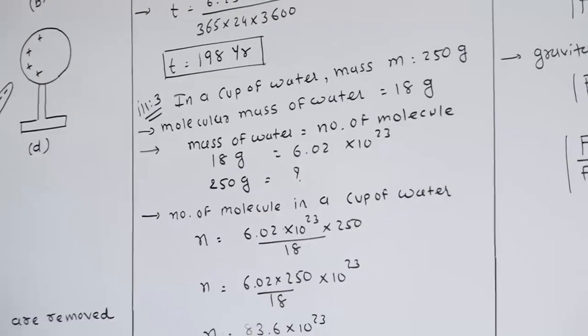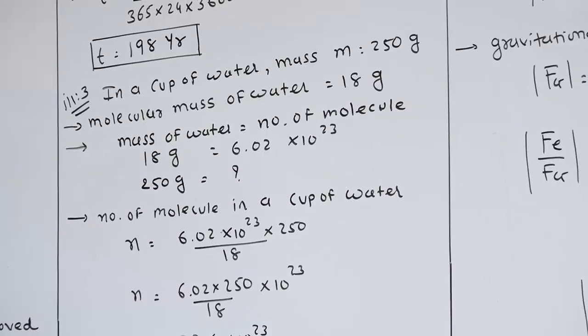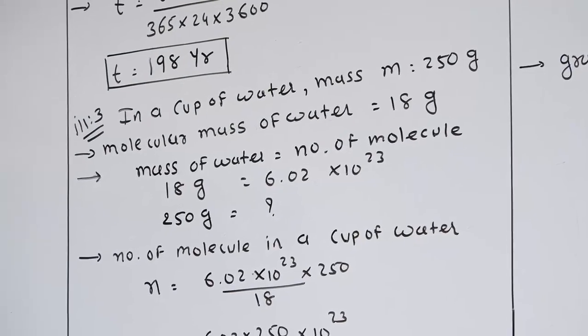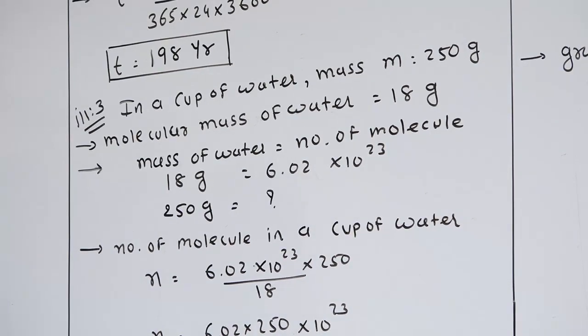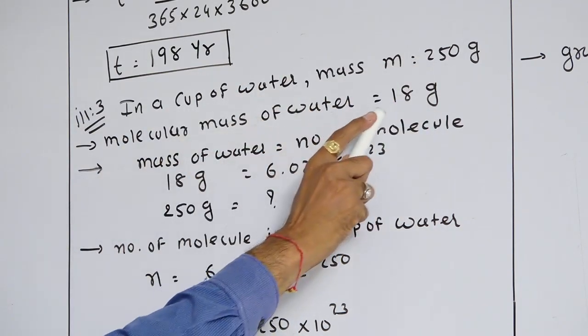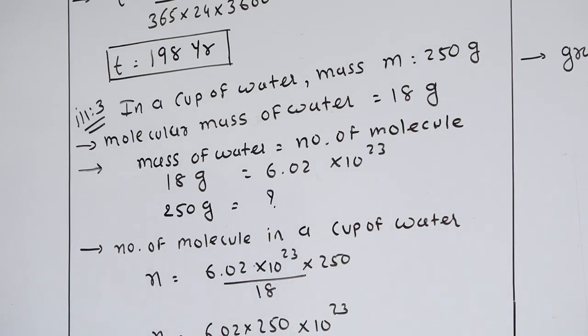Now student, there is the next illustration number 3. It is about water. The question is: how much positive and negative charge is there in a cup of water? The mass of a cup of water, you remember, is 250 gram. The molecular mass of water is 18 gram.